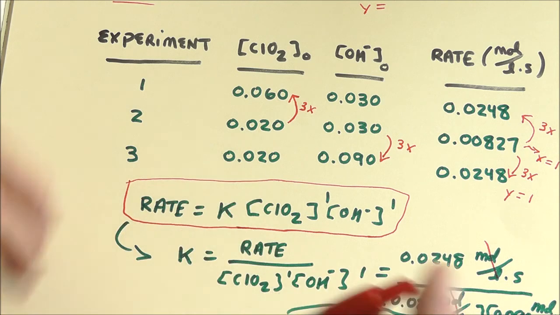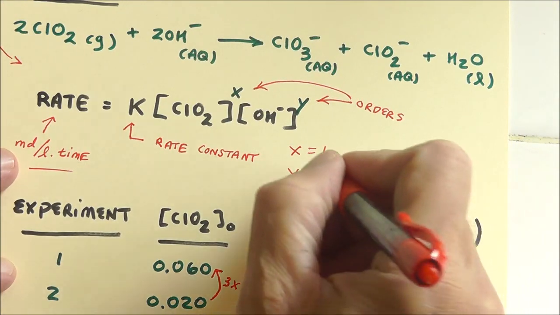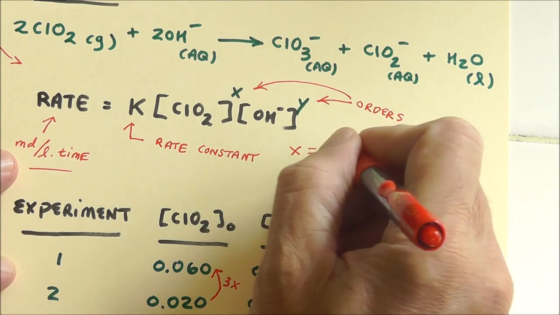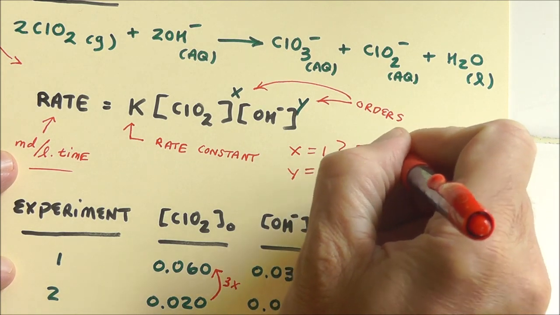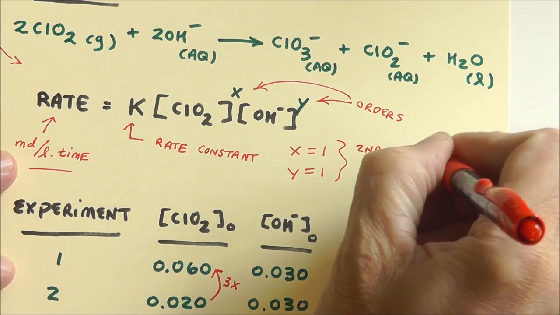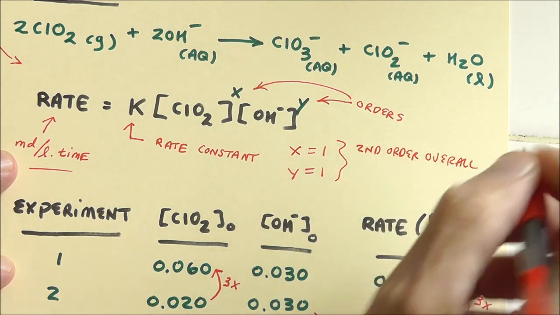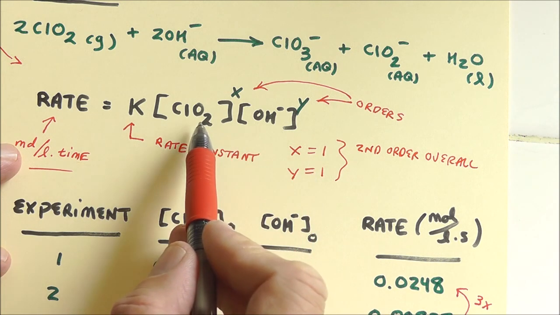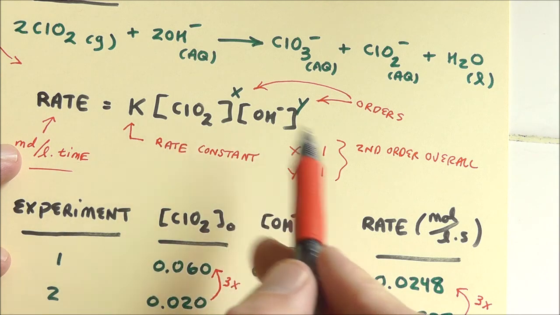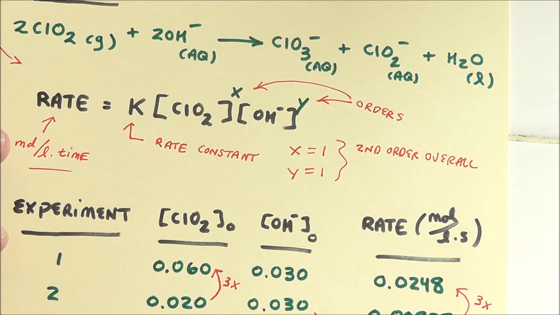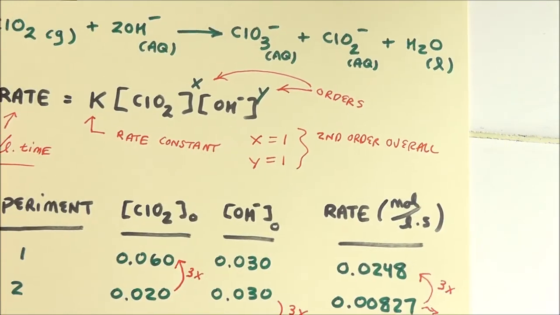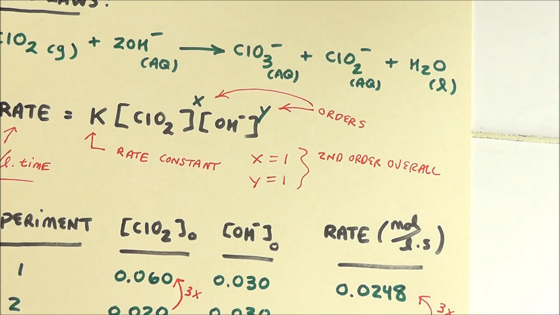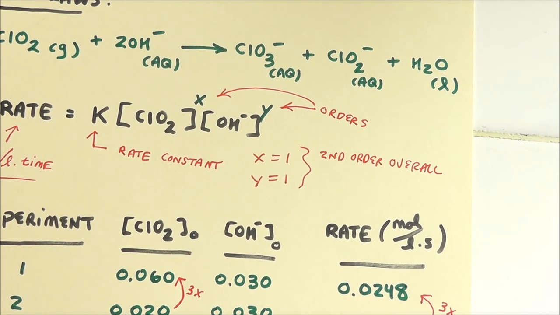And by the way, sometimes when they have something like a rate law, they add the orders and they say this is second order overall, because you just add the powers. Or they would say that this is first order with respect to ClO2, and first order with respect to OH minus. And they call it a rate law because it's reproducible. So let's try another one that has a little bit higher difficulty factor next.